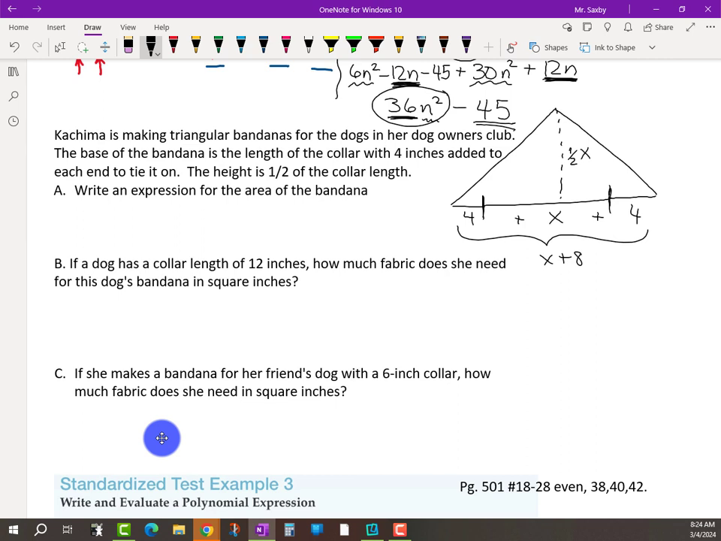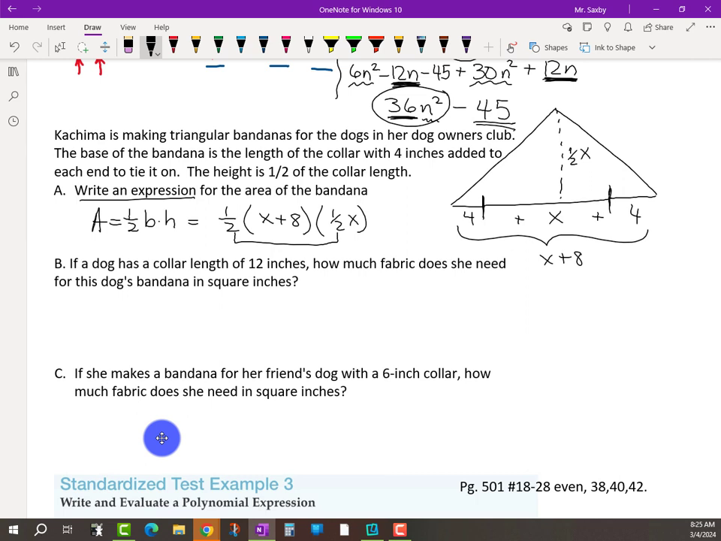And it says, write an expression. So we're not going to have a number answer or an equation or anything, just an expression for the area of the bandana. Well, area for a triangle is 1/2 the length of the base times the height, which in this case is 1/2 times the base, which is x plus 8, times the height, which is 1/2 x.